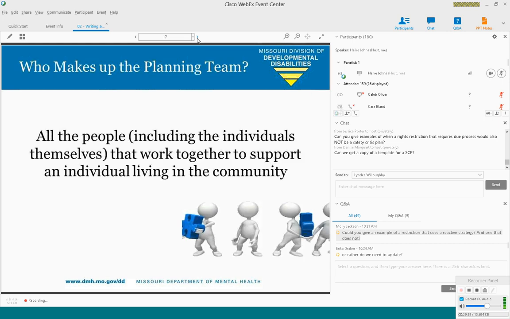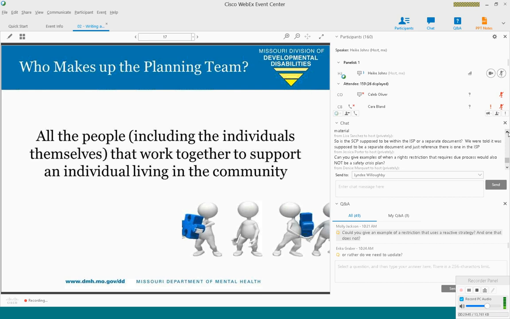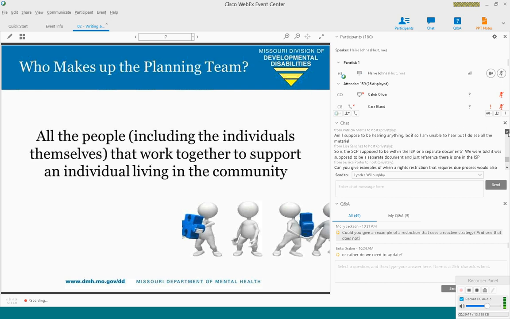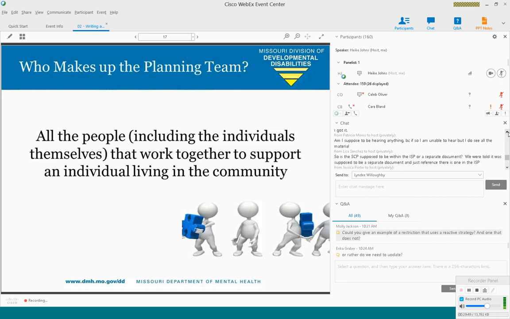So I keep saying planning team. Who is that? We probably all know, but I'm going to talk about it anyway, just in case some people don't know. It's anybody that supports the individual and has an interest in seeing the person do well. This means the person too. So all those people come together and support the person. The planning team may be big, it may be small. There's no standard size for a planning team.